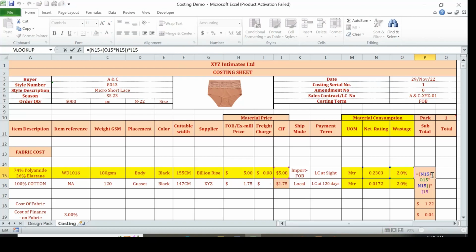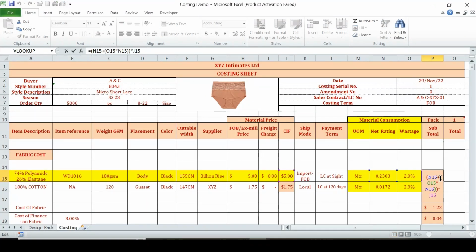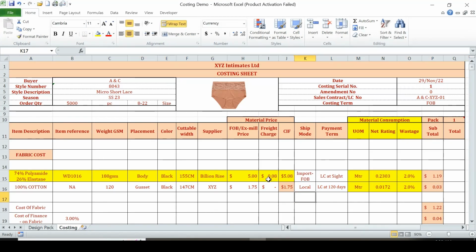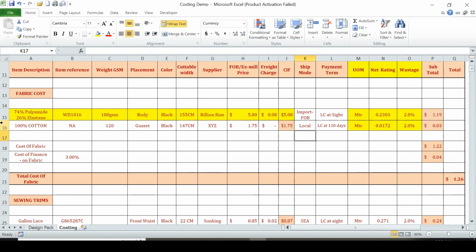There is nothing but one formula actually. What I have done here, let me show you just one formula, then you can understand. Here I have multiplied the material price by material consumption by wastage percentage. Okay, if you need to note, please note this one. Okay, I hope it's fine. Okay, in a similar way I have taken another fabric here.